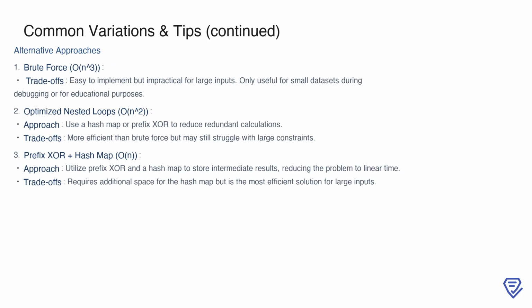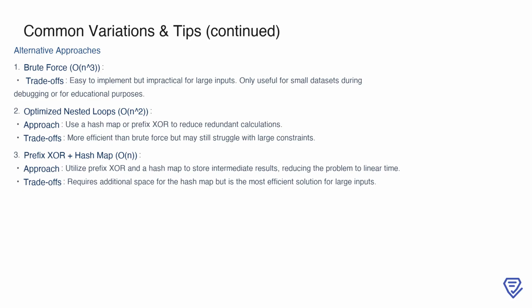Finally, let's explore some alternative approaches to solving XOR problems. The brute force method, with n cubed complexity, is the easiest to implement but impractical for large inputs. It's mainly useful for small datasets during debugging or educational purposes, as it quickly becomes inefficient. A step up is the optimized nested loops approach, which reduces the complexity to n squared. By using a hash map or prefix XOR, you can eliminate some redundant calculations, making it more efficient than brute force. However, this approach can still struggle with very large constraints.